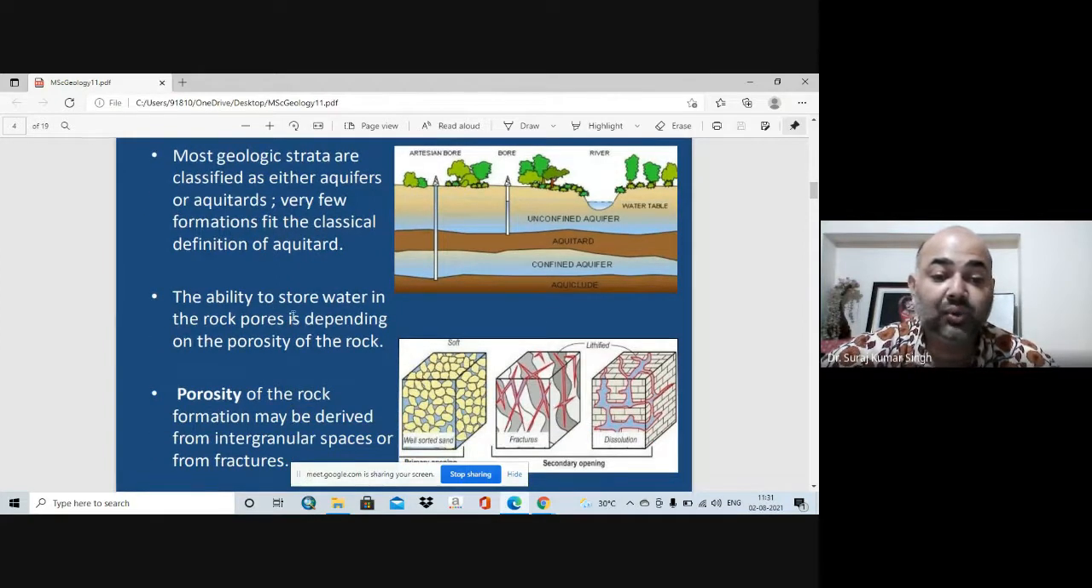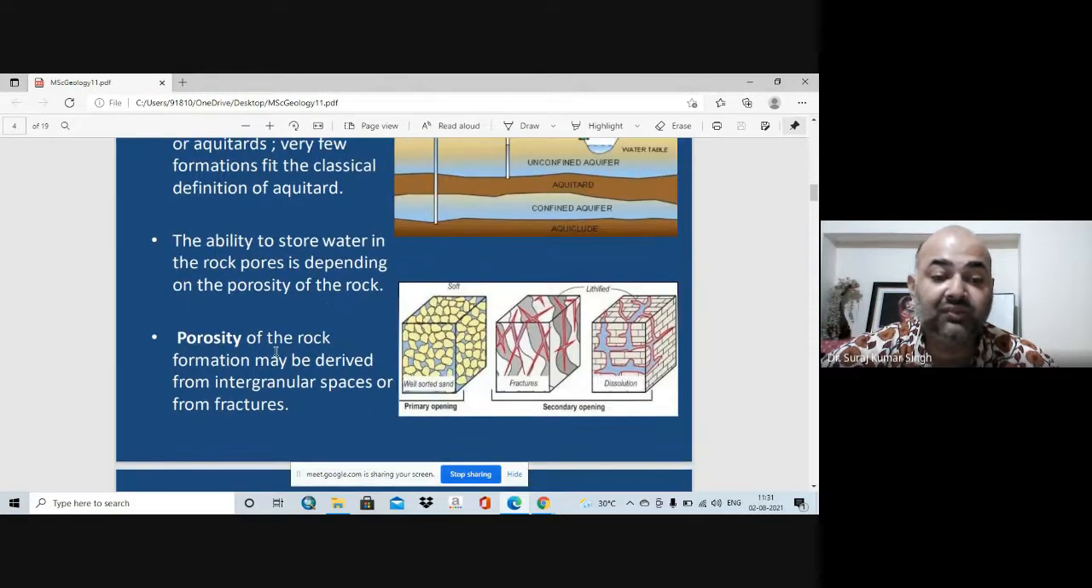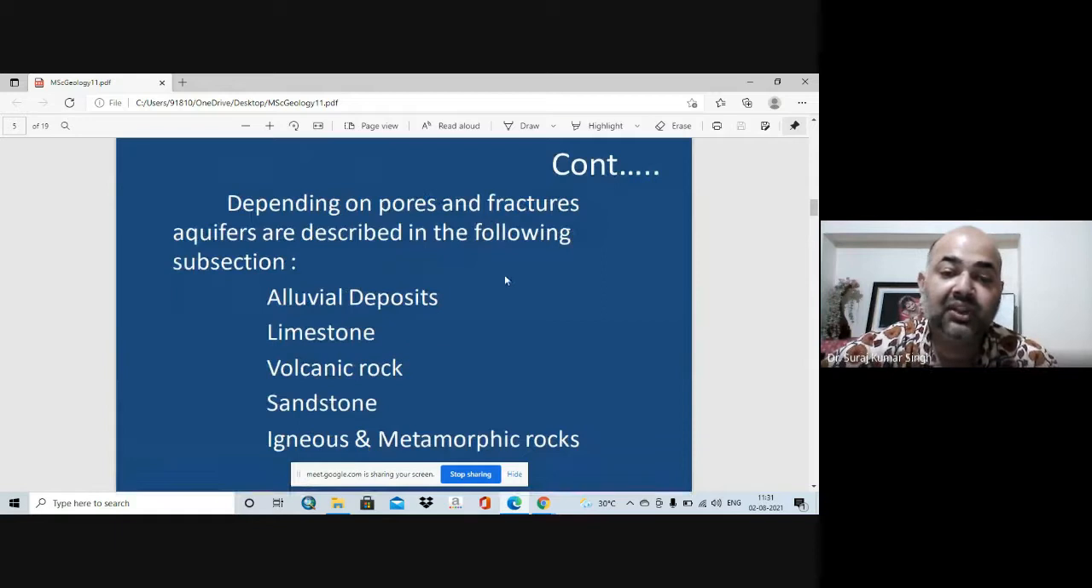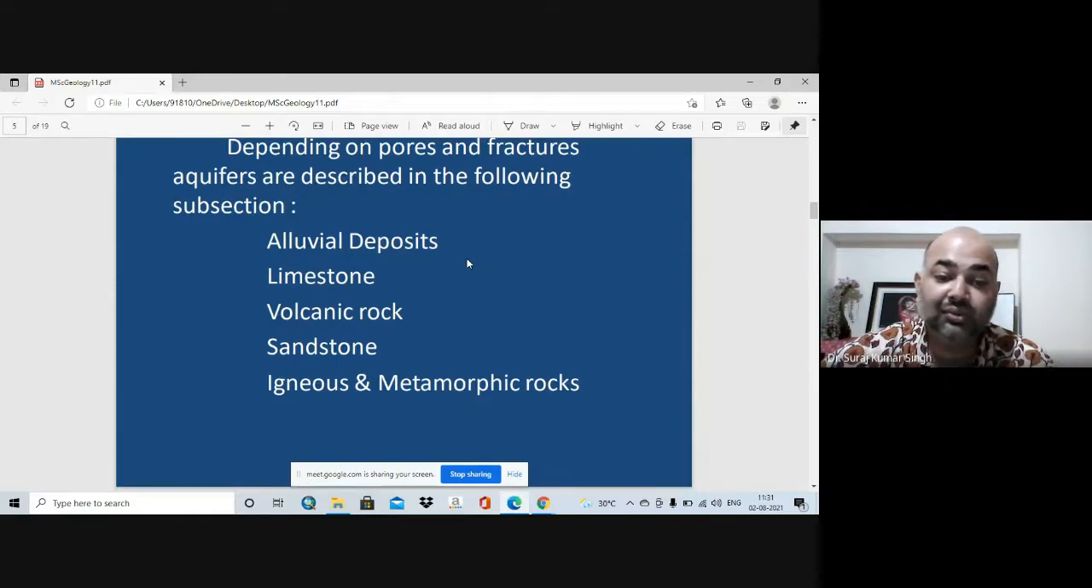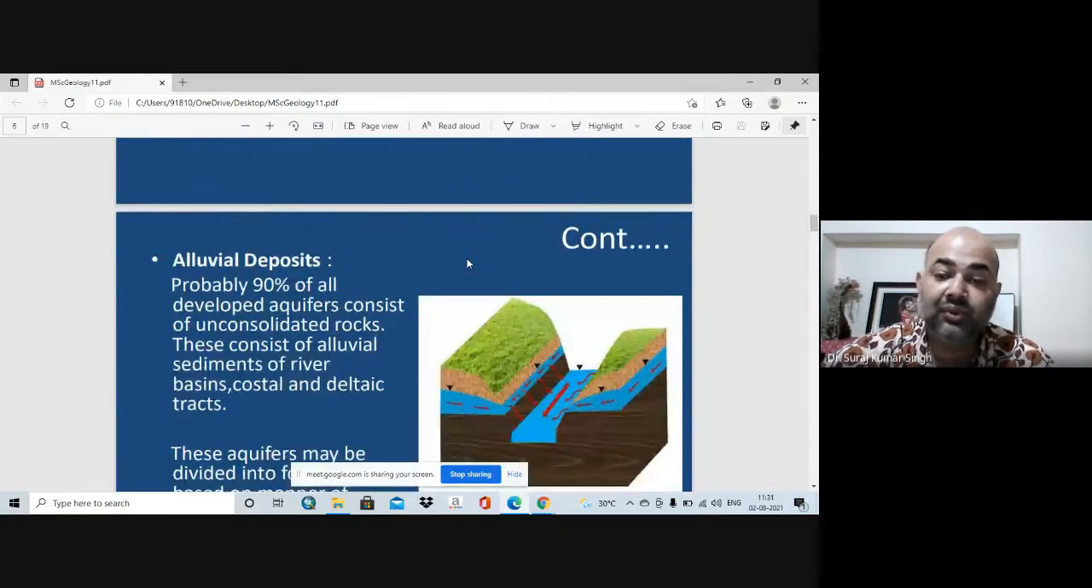The ability of the rock to store water in its pores depends on the porosity. Porosity of the rock formation may be derived from the intergranular spaces or from fractures. So you can see how you have primary openings, then you have the fractures and cracks that are the secondary openings. Depending on the pores and the fractures, aquifers are described in the following subsections: alluvial deposits, limestone, volcanic rocks, sandstone, igneous and metamorphic rock. We will now see how it differs on different rock types.